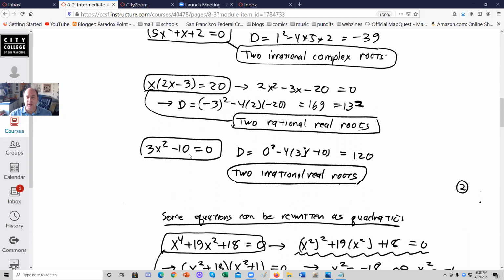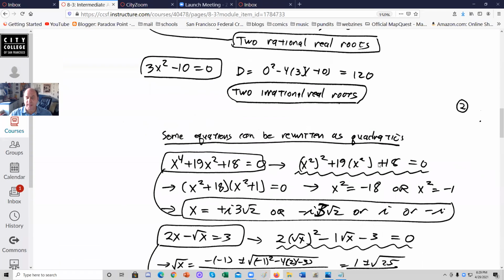3x squared minus 10 equals 0. Well, for the discriminant, b is 0, a is 3, c is negative 10. The discriminant is 0 squared minus 4 times 3 times negative 10, which is 120, which is positive, but not a square. So you have two irrational real roots.